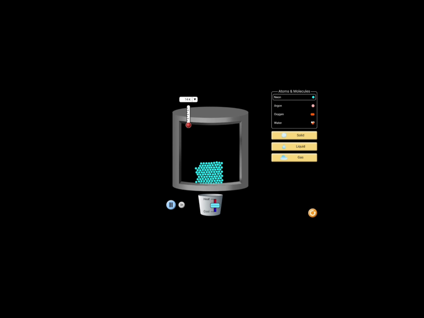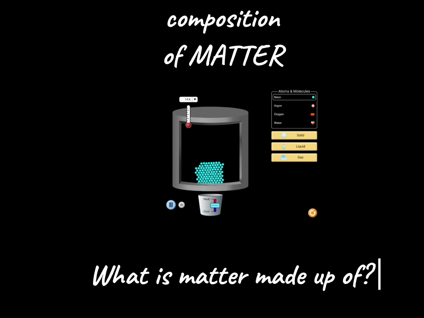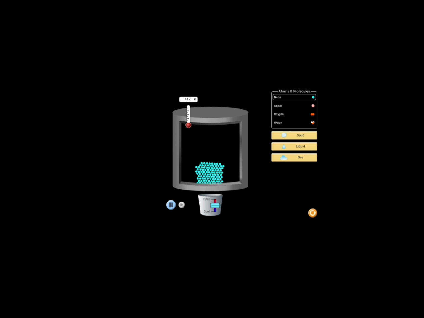So let me tell you something. Chemistry is the study of the composition of matter. It is the study of the structure of matter at a macroscopic level, microscopic level, and symbolic level. Do you remember when I talked about the rock? We couldn't see what was happening internally. We couldn't see what was happening at a microscopic level.